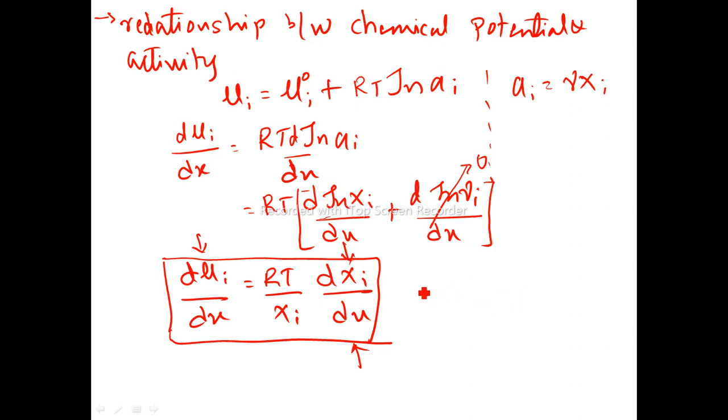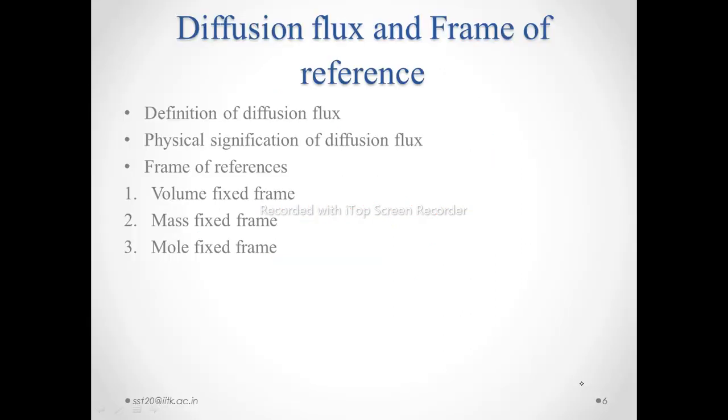Okay, this is deriving the concept. By derivation, we got the relationship between the concentration gradient and the chemical potential gradient. We come to know the driving force for the diffusion. Now we are getting into some terms used in diffusion in solids, that is diffusion flux and the frame of reference.